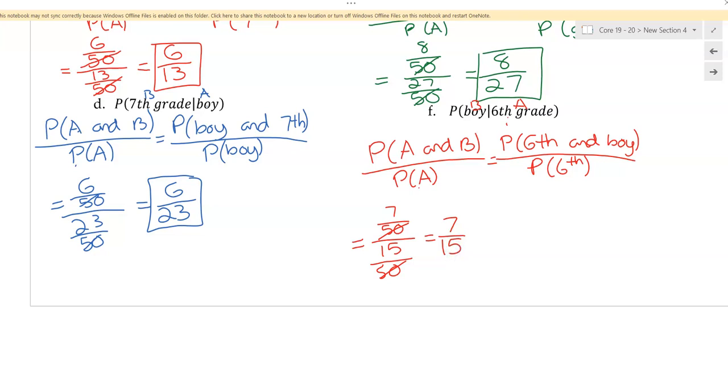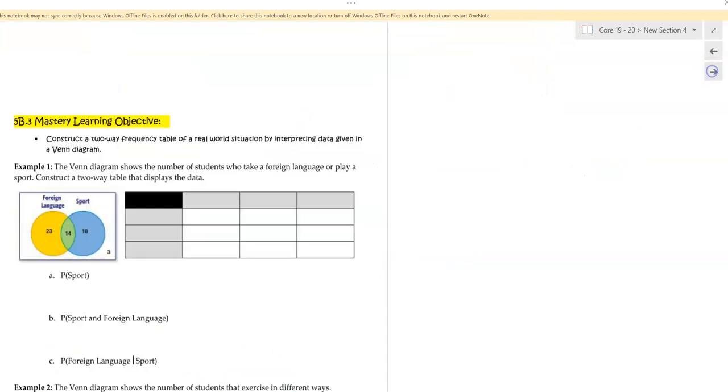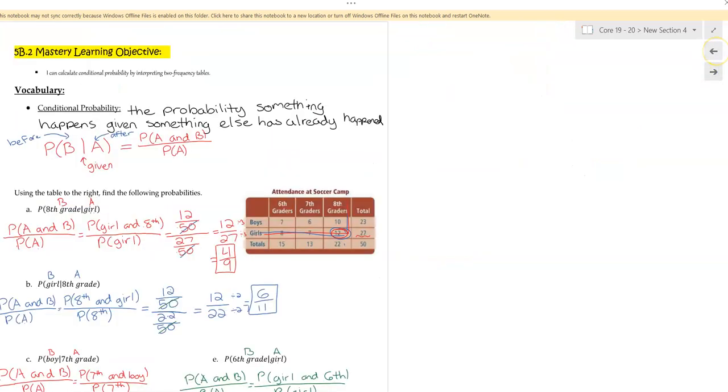All right, and that is it. Again, that one also doesn't reduce. So you always have to check if it reduces, but if it doesn't, you get to just say, yay, I'm done. I believe that is it. So go ahead and start working on your 5B.2 activity.